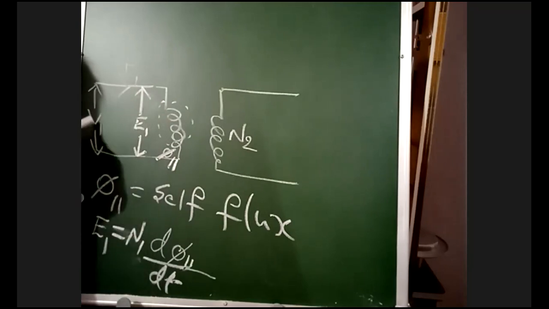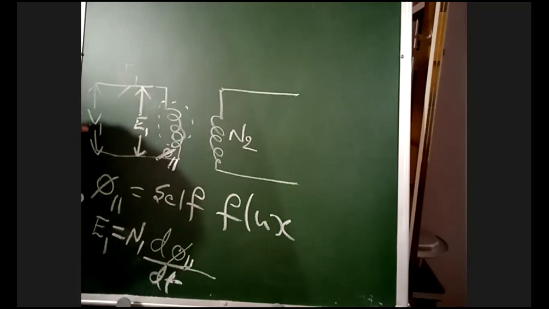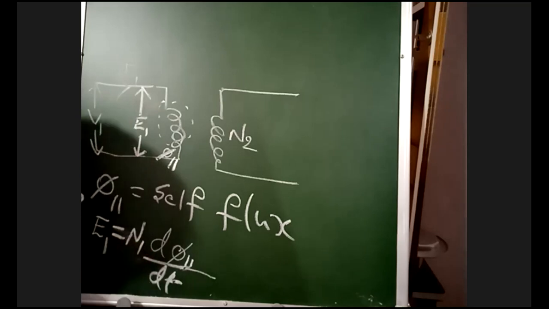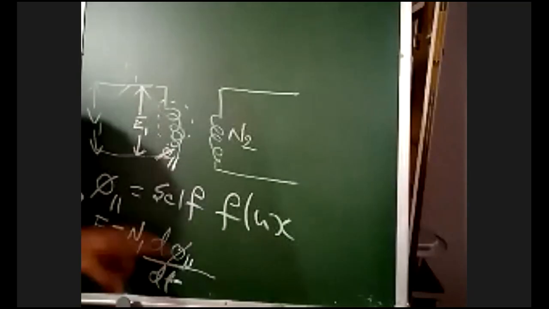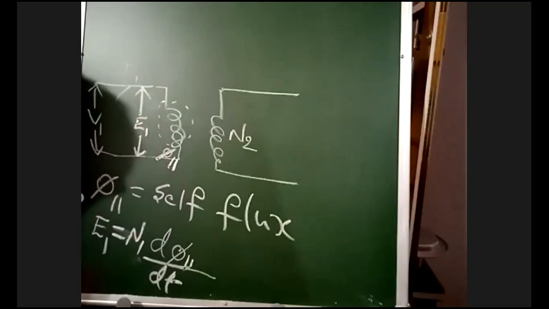So what is the difference between V1 and E1? V1 is the supply voltage we are applying. And E1 is the voltage induced in the coil. How is this voltage induced? Due to the magnetic flux. Due to flux only we have the voltage induced in this. That is about the primary coil.